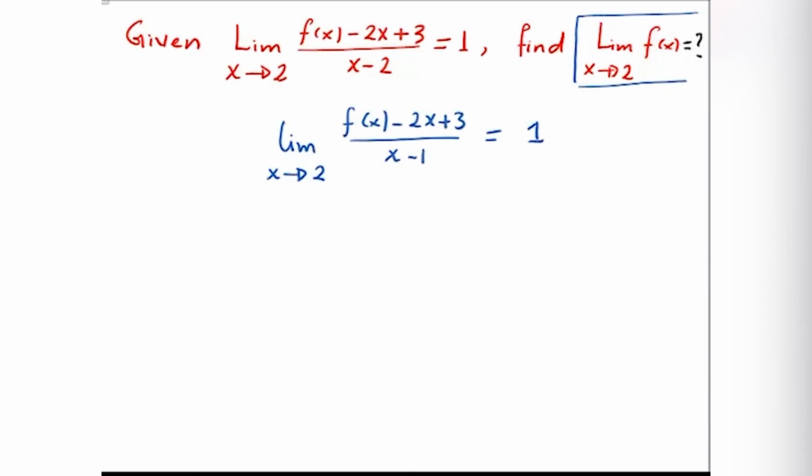A simple way is to multiply both sides by the limit of the denominator, x minus 2, just to free the denominator. So it will be the limit of x minus 2 as x goes to 2, right?